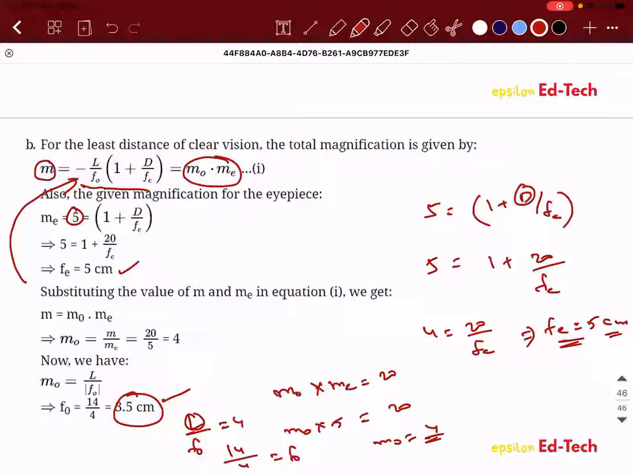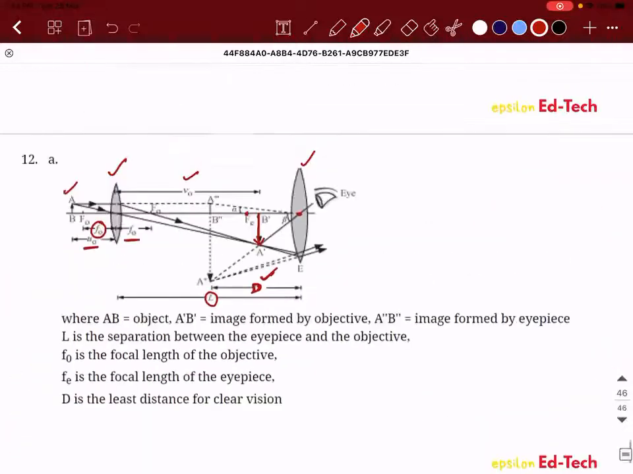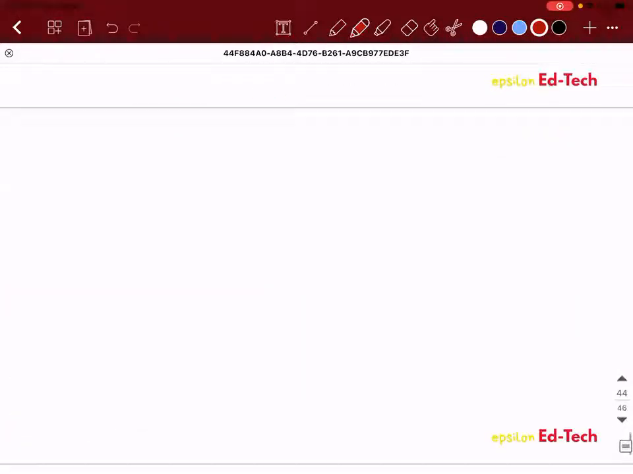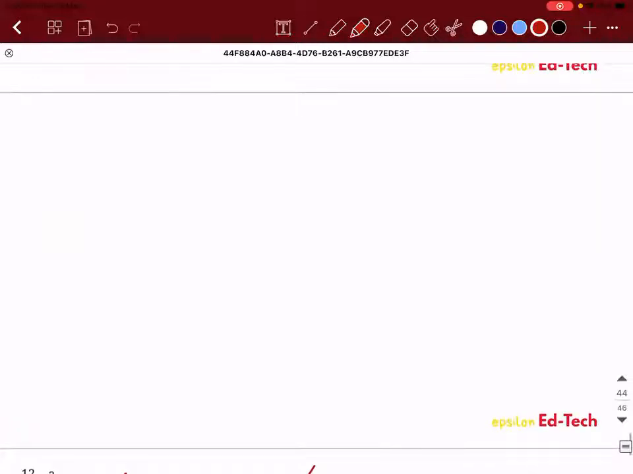Sir, I have a doubt. Please tell me. Sir, in a single slit diffraction experiment, why does the intensity for secondary maxima decrease? Intensity of secondary maxima decreases compared to central maxima. Is that what you're asking?